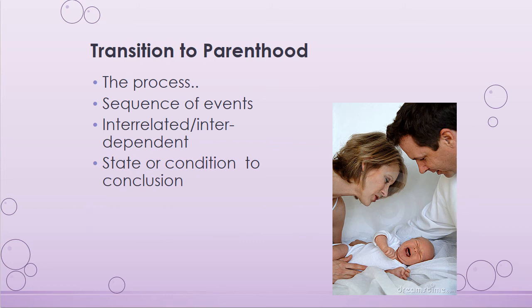When we're talking about transitioning to parenthood, the process, the sequence of events, they're interrelated and interdependent. We're not just two separate people married to each other; they become a family at that point in time. It is an adjustment. It occurs to anyone and everyone that decides to have children, whether you're a 20-something, 30-something, teenage couple, homosexual couple, or adoptive couple. It's a different way of viewing your life.